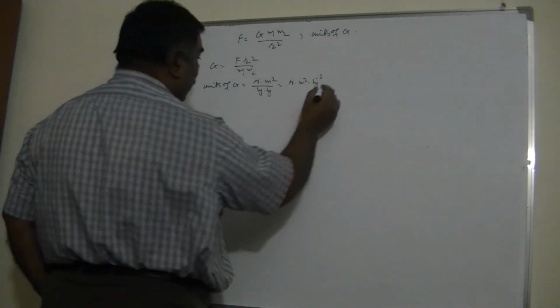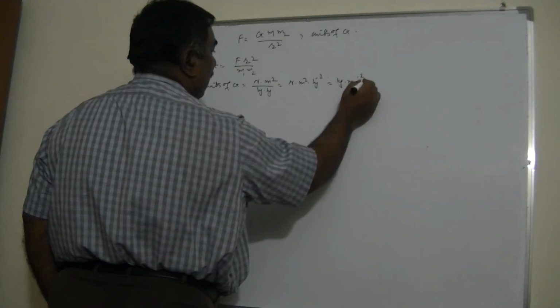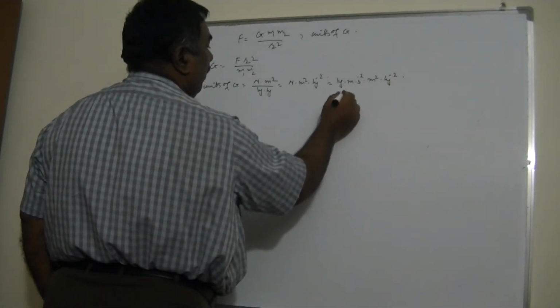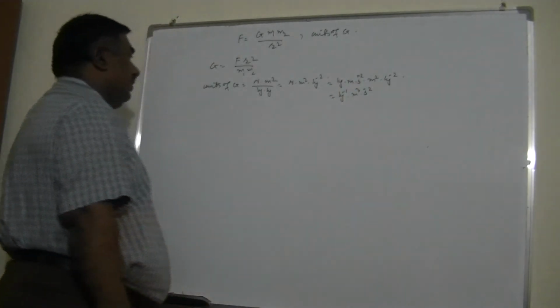But if I want to find SI base units, then Newton is kg meter per second square into meter square kg power minus 2. So this is kg power minus 1 m power 3 s power minus 2. These are the units of G.